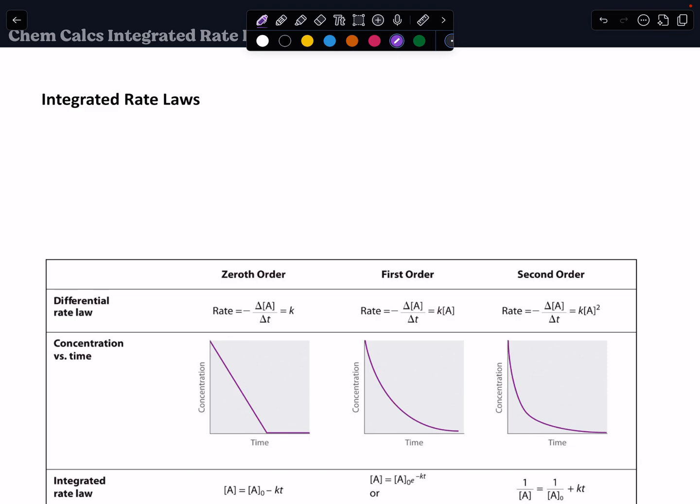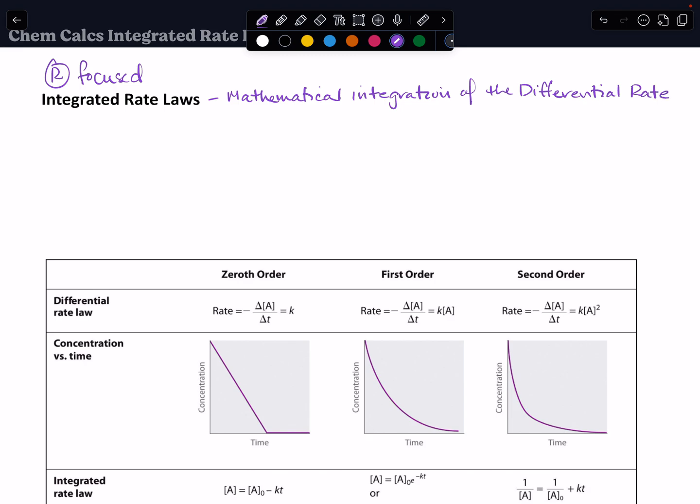All right, so what is an integrated rate law? Similar to differential rate laws, it's reactant focused and it is basically the mathematical integration of the differential rate law.